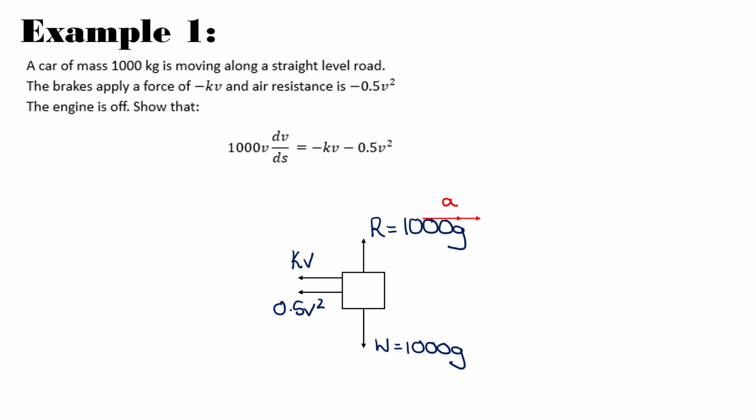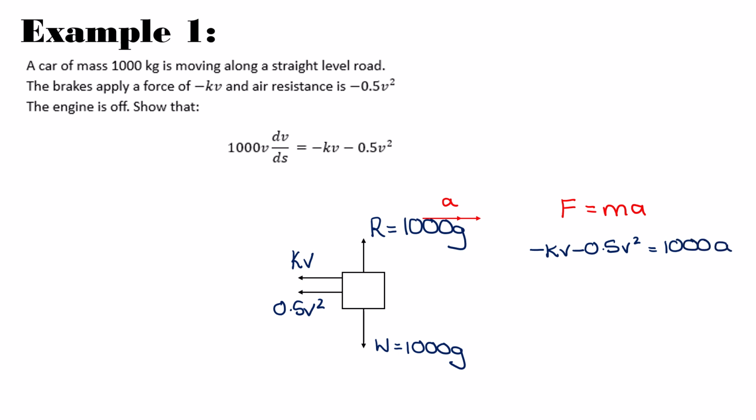So when we put this together, we're going to use F equals ma. Because we have the kV and the 0.5 v squared going against the direction of motion, they're both going to be negative. That's why it's so important to have that direction of motion in there. And the mass is 1000 times a.